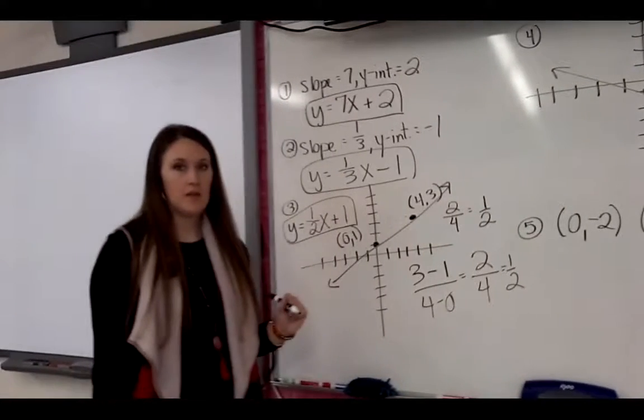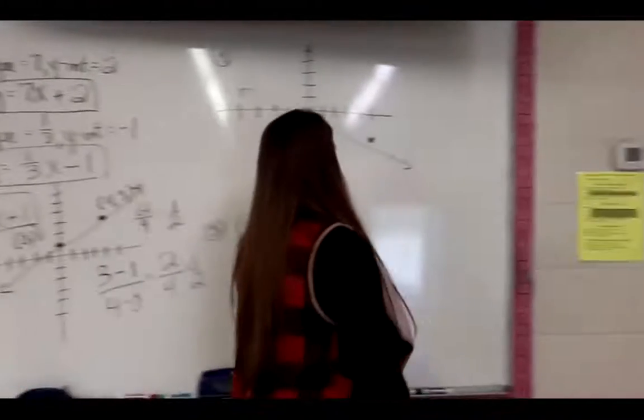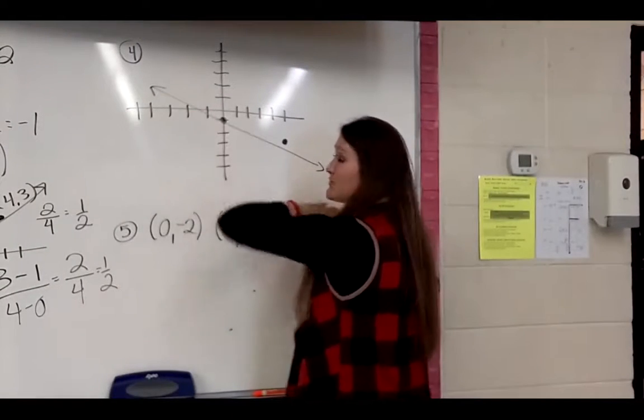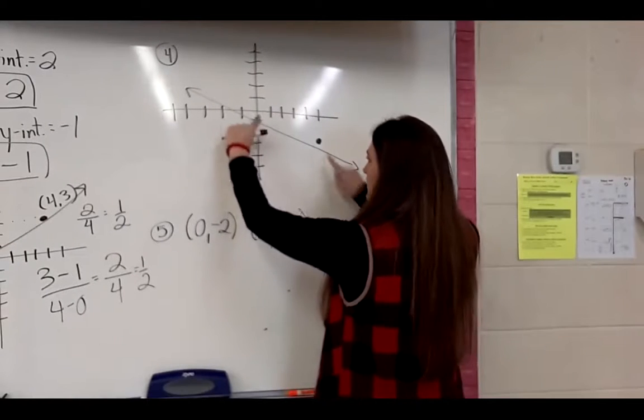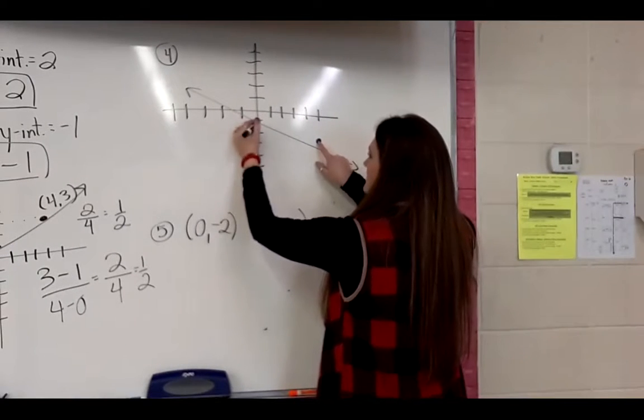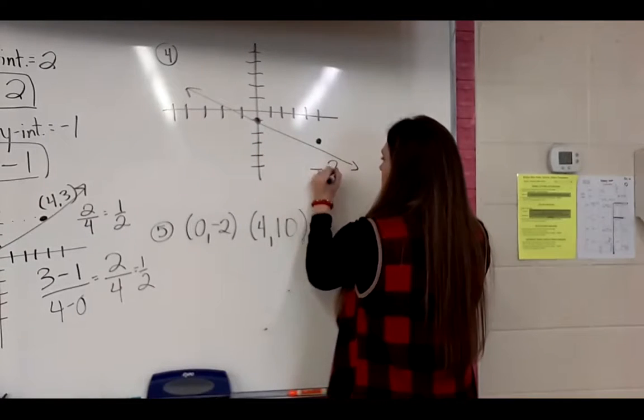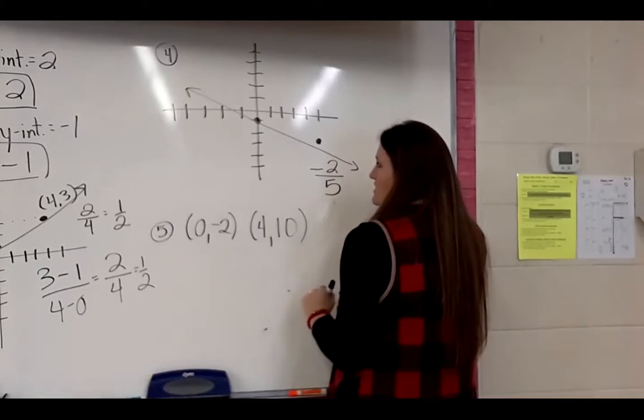Okay. Then number 4 is the same way. We can count. On this one, just looking at the picture, it goes down from left to right, so we know it's negative. So from this point to this one, it goes down 2, to the right 1, 2, 3, 4, 5. Negative 2/5 is your slope.